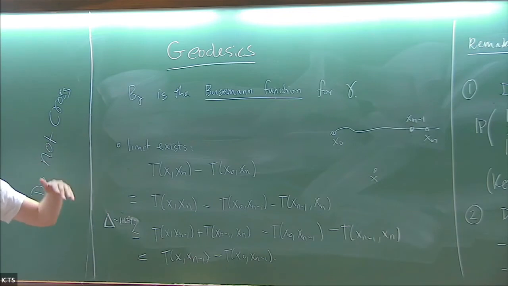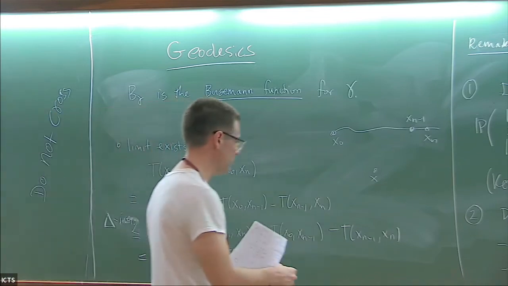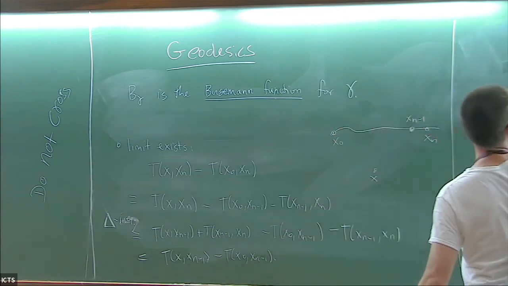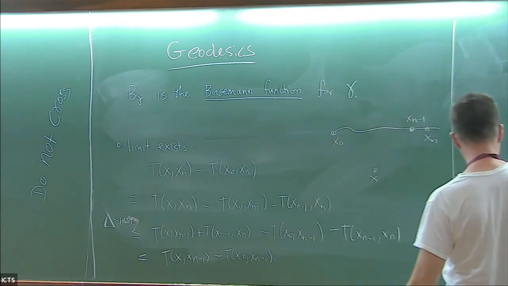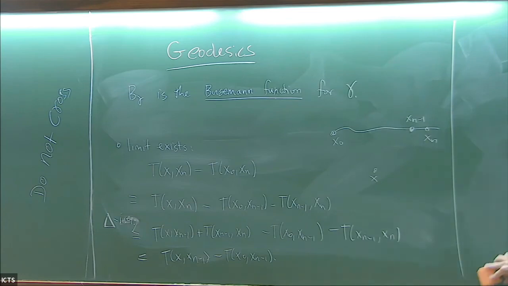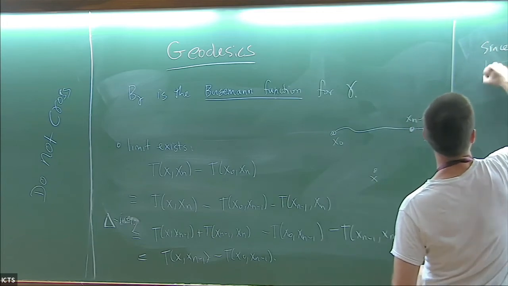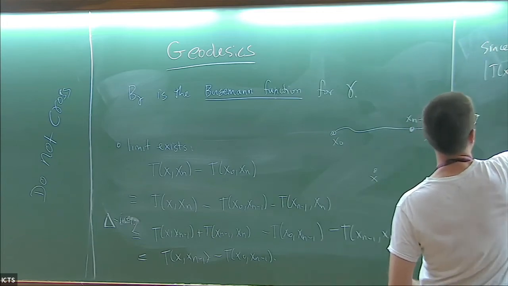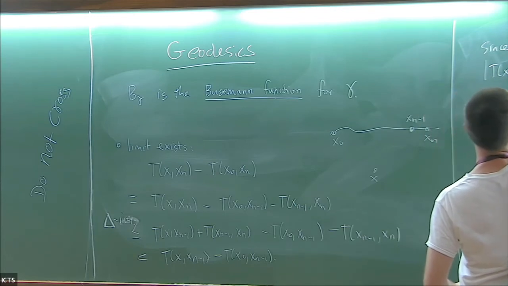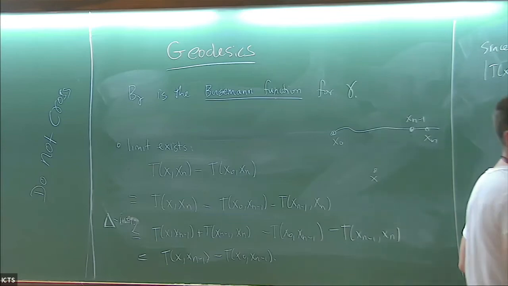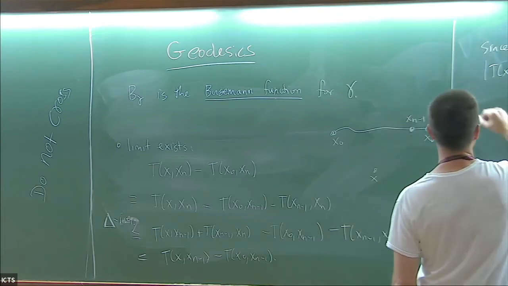So the sequence is monotone, non-increasing, and the limit will exist as long as the sequence is bounded, right? But the sequence is bounded just by the triangle inequality. Since we have T(x, xn) minus T(x0, xn) less than or equal to T(x, x0), which doesn't depend on n, the limit exists.